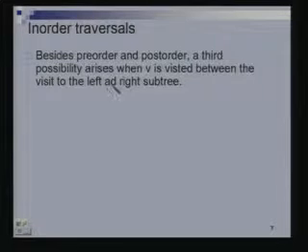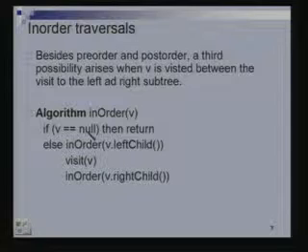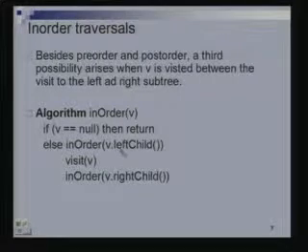Right. So, there should be an AND between the visit to the left and the right subtree. So, the pseudocode for in-order traversal would look something like the following. If V is null, then we just get out, else we first do an in-order on the left child, then we visit the node, and then we do an in-order traversal on the right child.